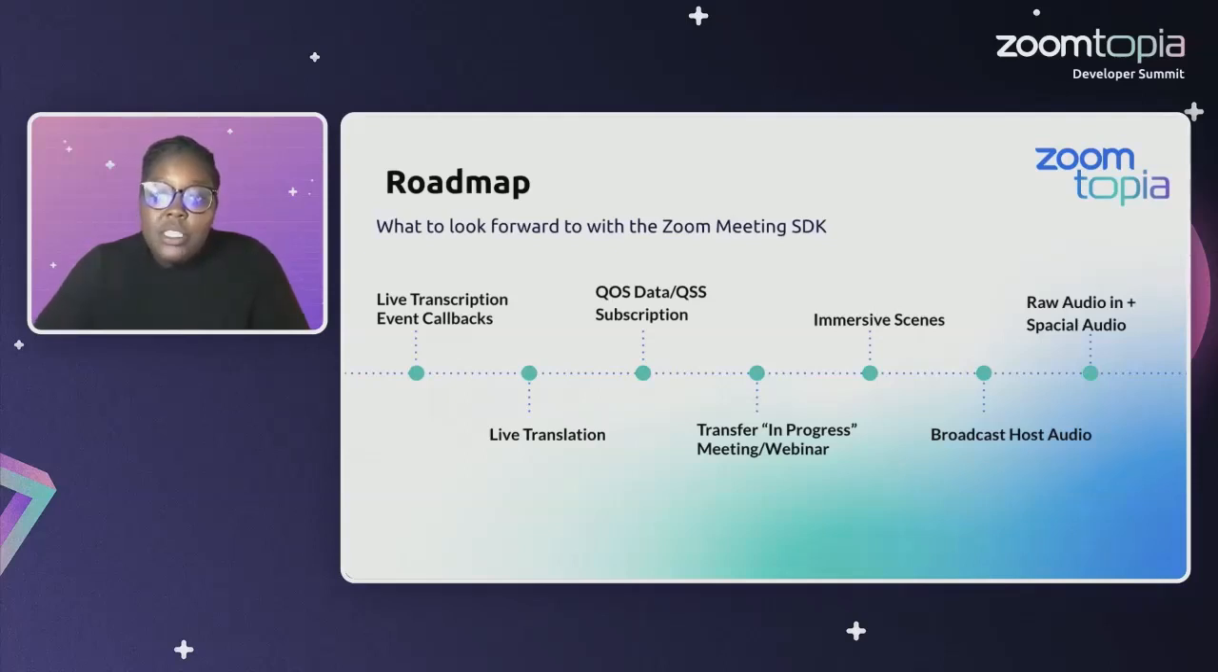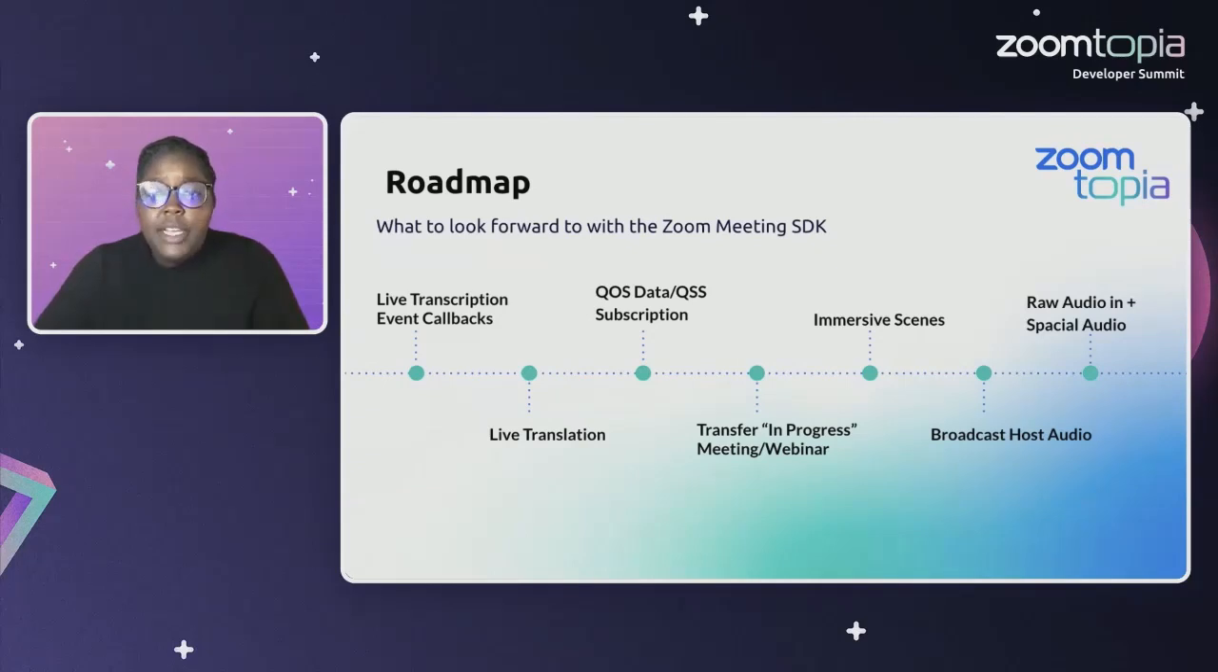Our QoS data and QSS subscription is one that we're really excited to share with you all. Zoom is going to supply QoS data from the client as an event listener, so you can track your QoS data for each participant within your meeting. As you can imagine, this can be used in many different use cases, like creating a dashboard for internal teams, such as your support teams, to provide more granular data on those meeting events that were happening live within the meeting.